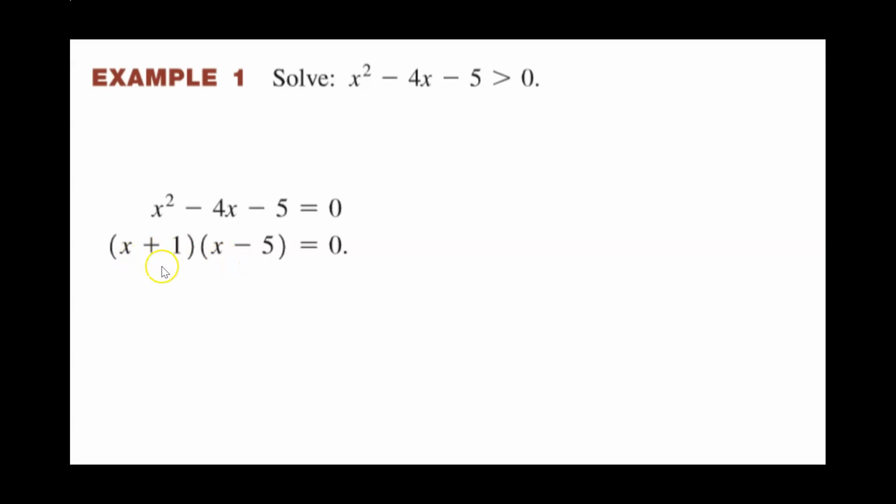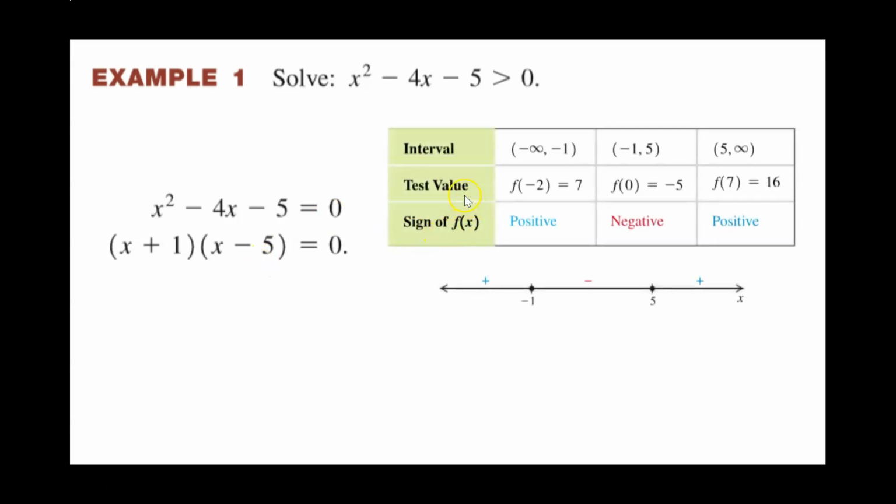If this is x plus 1, we already know this is going to be negative 1. And if this is x minus 5, we know it's going to be a positive 5, for our two zeros for this particular one. So the next thing we need to do is make yourself a chart. Write down interval, test value, sign of the function. And we're going to go ahead and make our intervals.